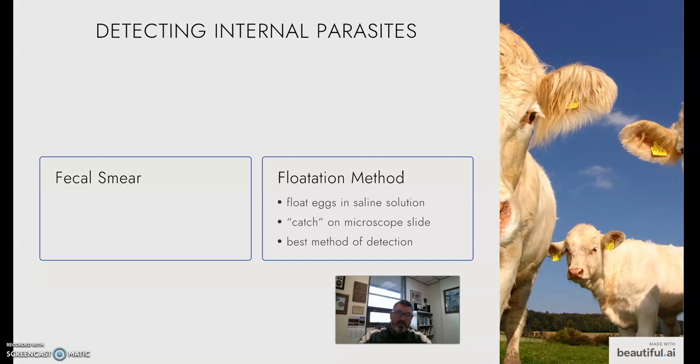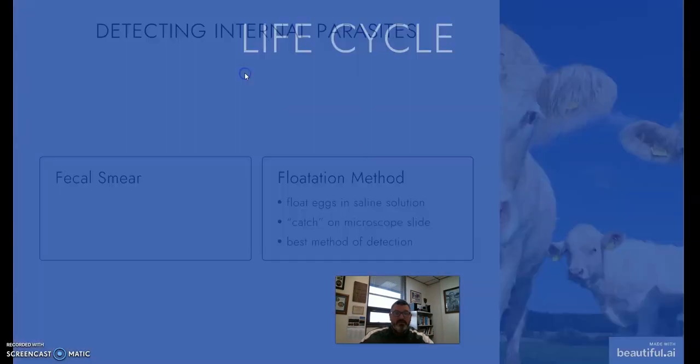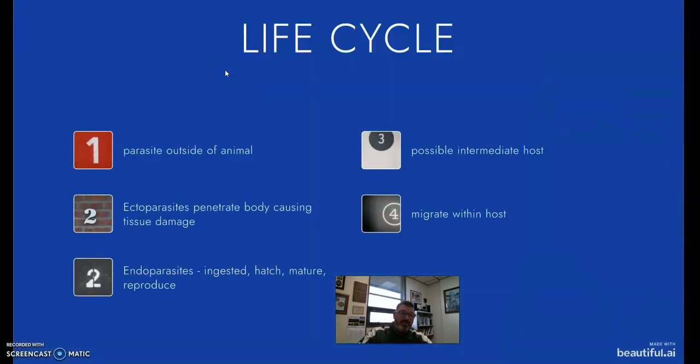fecal sample, and so then you just have to touch a slide to the top of that test tube or container, turn it over and put it on a microscope, so you're in effect catching the eggs on the microscope slide. And that's the best method of detection. And actually, since the eggs will then be in water, you can much more easily see the eggs on the microscope slide.